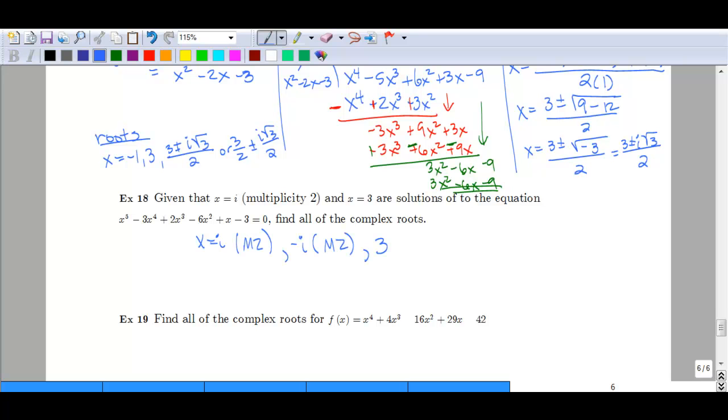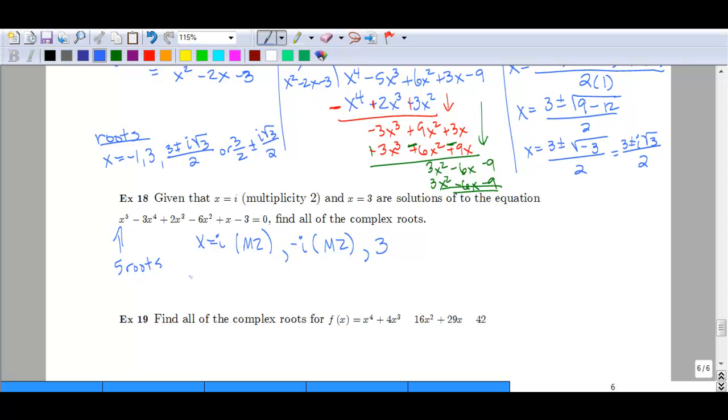So this one you actually didn't have to do a whole lot of work for. They tell us that we have the root i has multiplicity 2, meaning it shows up twice, and we have this real root x equals 3. We have a quintic equation, and that means we're going to have 5 roots. Well, 2 of them are here with this i, 2 of them would show up with our complex conjugate negative i, and then we have 1 with our root 3. So that's really all we have to do for that one.